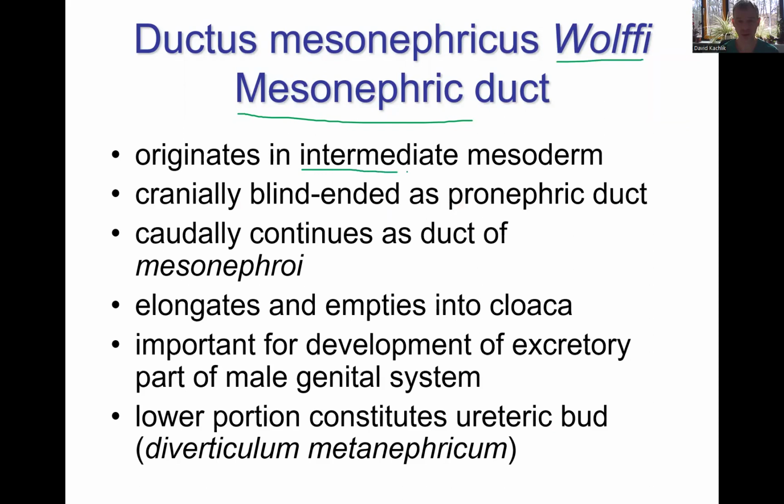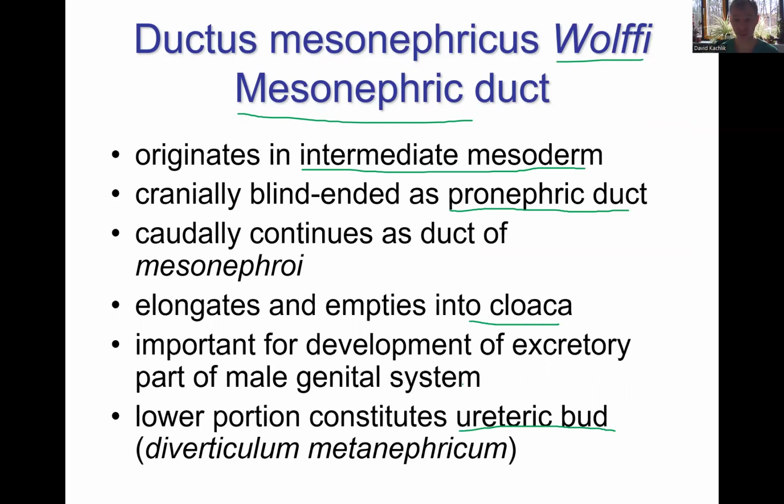So I just conclude that it originates in the intermediate mesoderm by apoptosis, forming vacuoles. These vacuoles merge into one duct. It's a continuation of the pronephros, so of the pronephric duct. So it originates cranially as a cul-de-sac. Then it grows down into the cloaca, and the lower portion then forms a bud, a ureteric bud, which outpouches and grows into the future definitive kidney, so into the metanephric blastema.